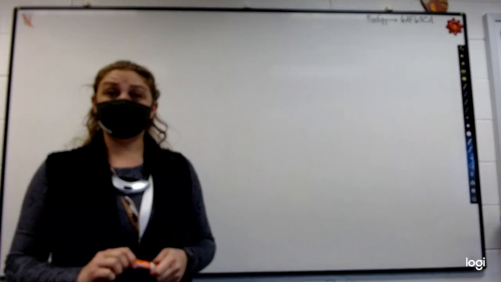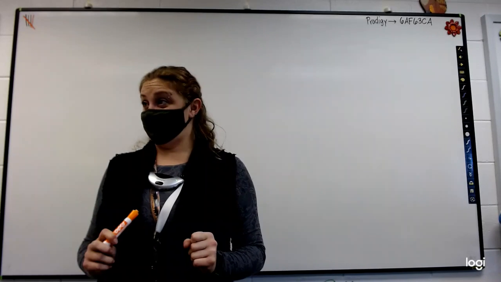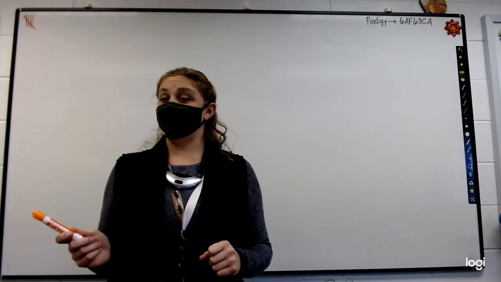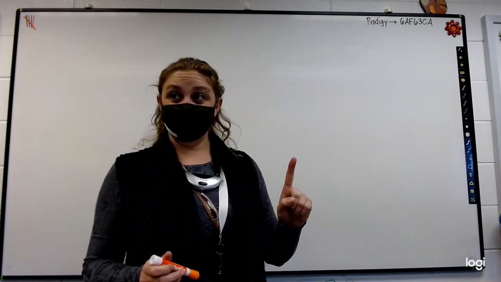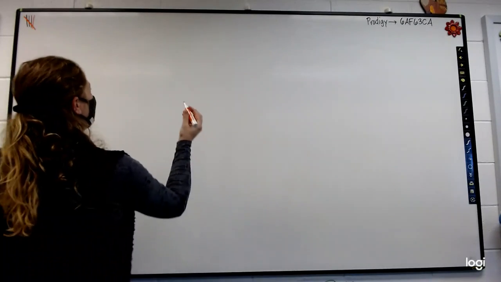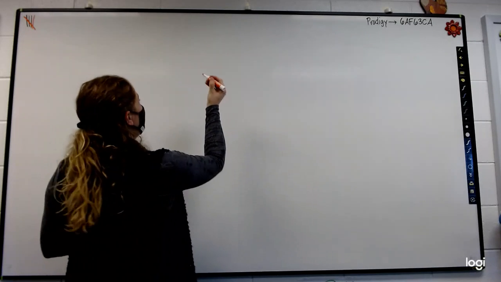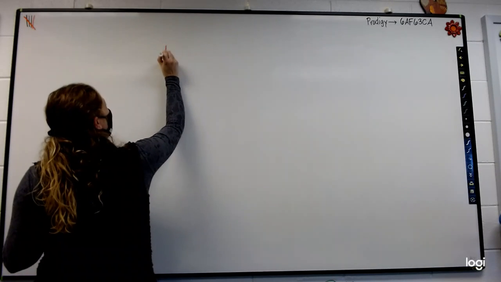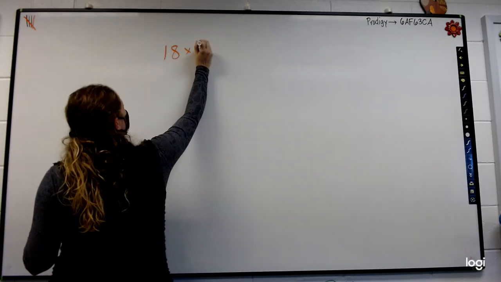All right, for math today, we are learning a new way to multiply numbers. Before we start the new way, I'm going to review one with distributive property, just so we can remember what that is. When I write, you write. All right, let's do 18 times 5.